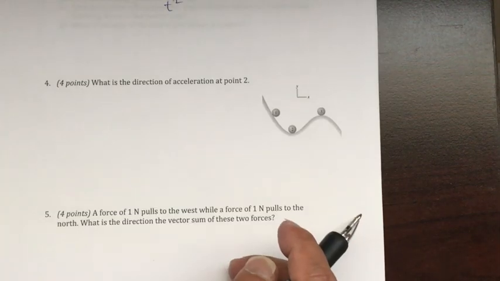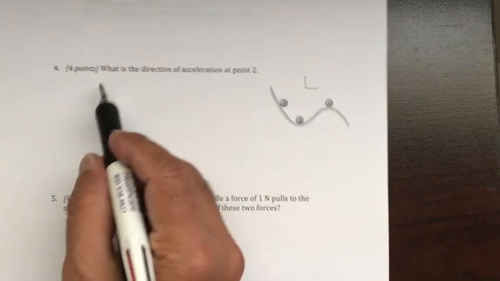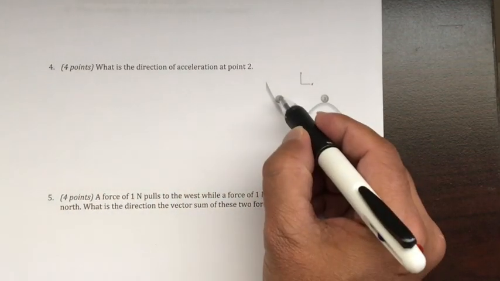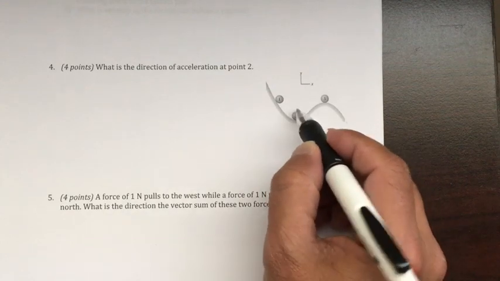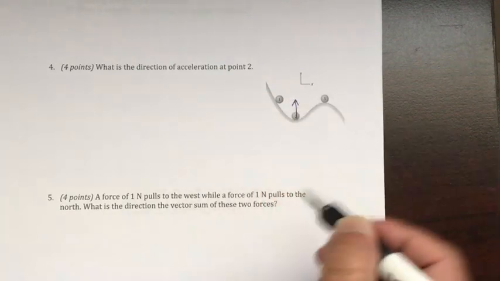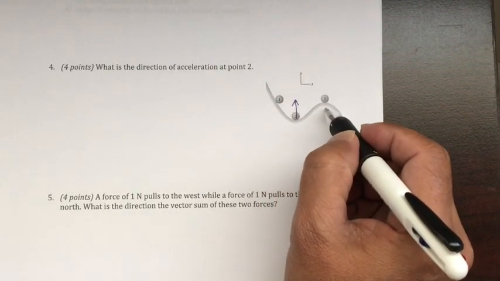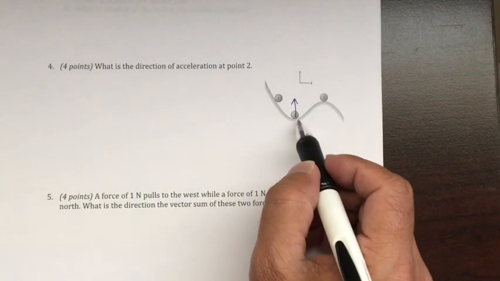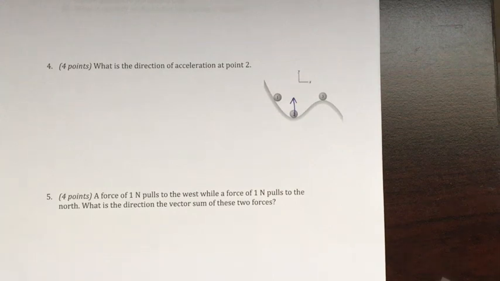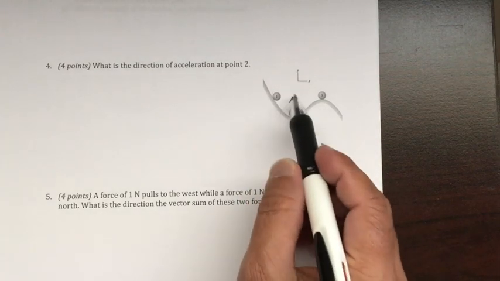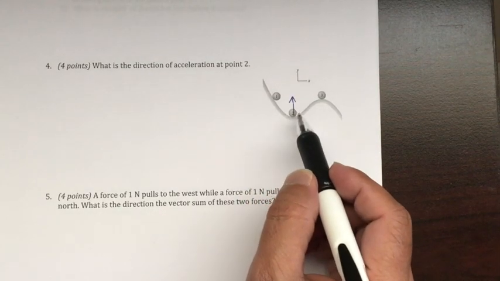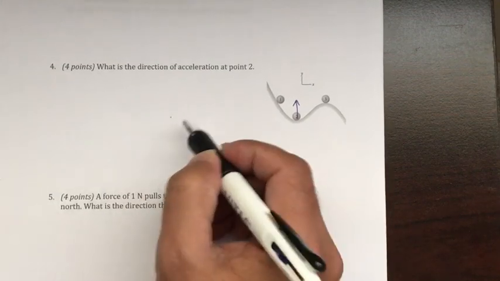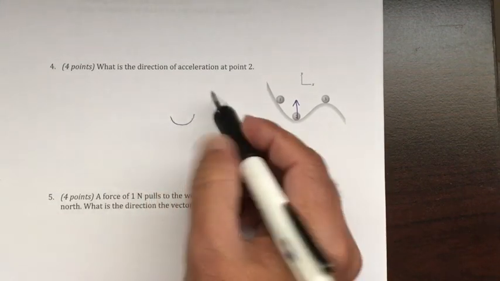Okay, this one asks what is the direction of acceleration at point 2. This is point 1. Acceleration here is going down, here it goes up, and then here it goes down. Just for the record, I'll give you a quick review for those of you who still ask me why it's up. You don't need to do this, okay? But I'm just showing you.